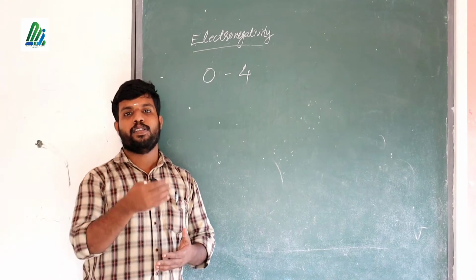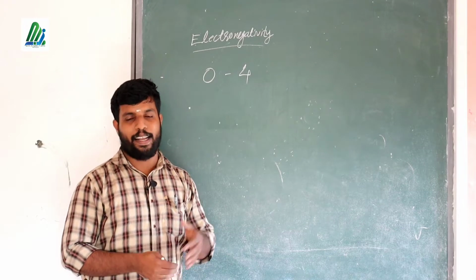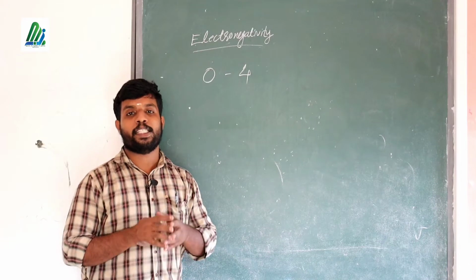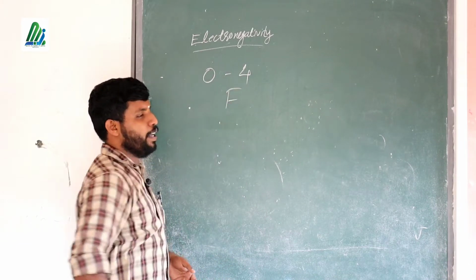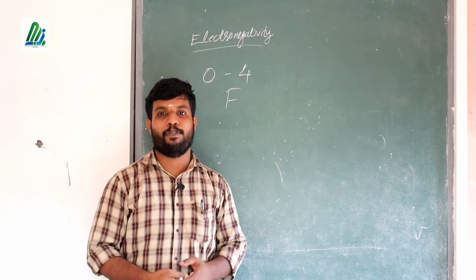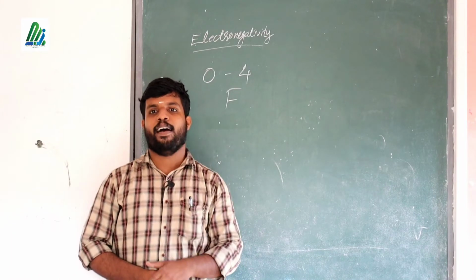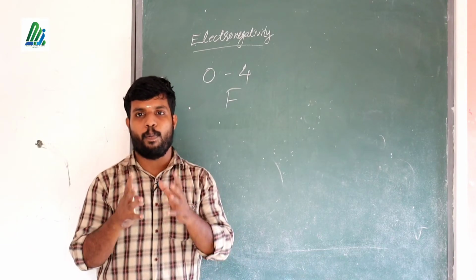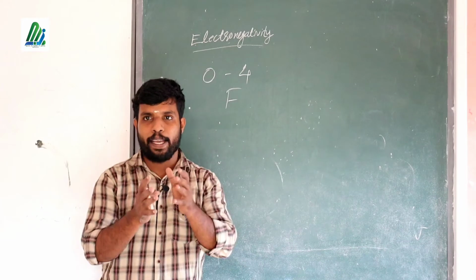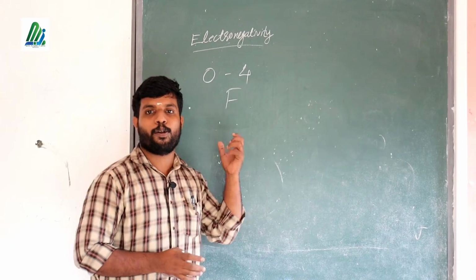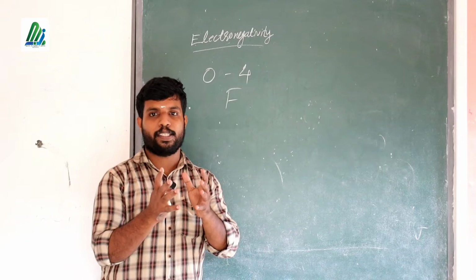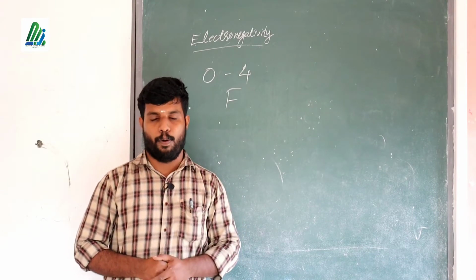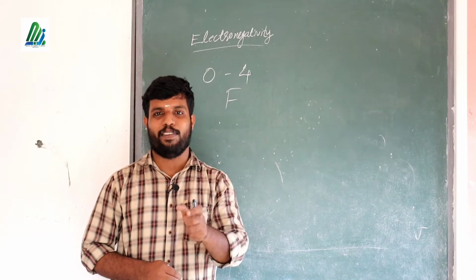The table of electronegativity is given in your textbook. Just check those values; the electronegativity value is maximum for the element fluorine. If you know the electronegativity values, we can find the nature of bonding, whether a compound is ionic or covalent. Now we will discuss how to find this by using the electronegativity values.